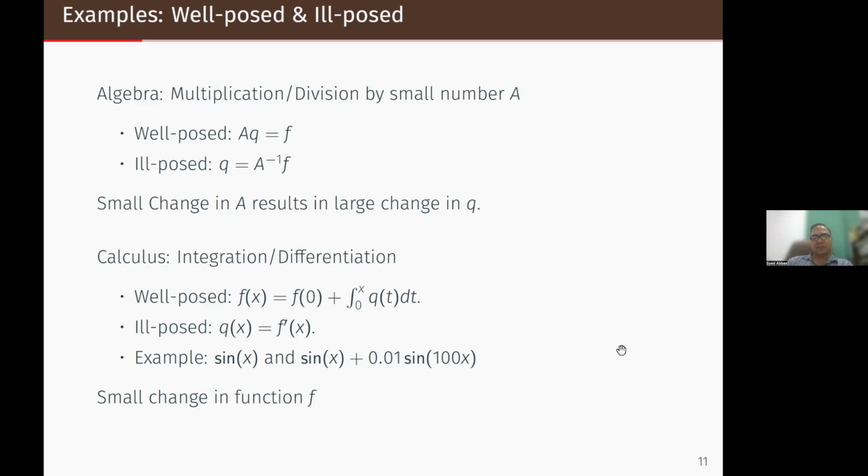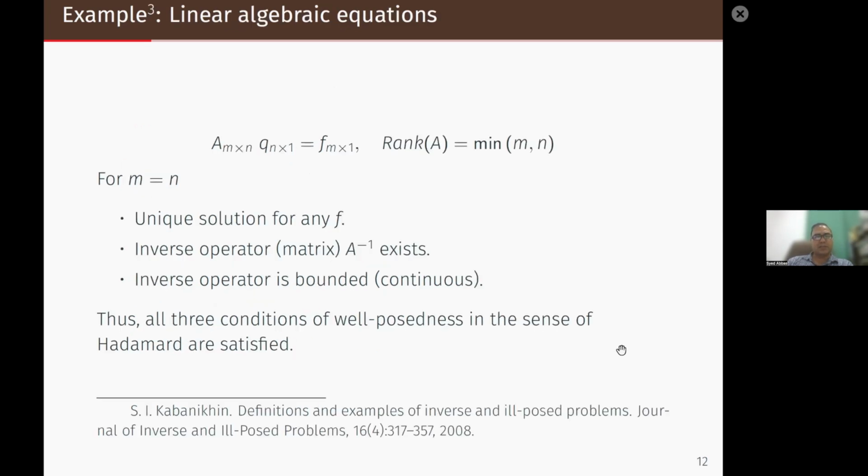So these are some examples, taken from the works referenced below. And this is one more example. If you consider the matrix equation Aq = F, and the rank of A is defined as the minimum of m and n, then if m equals n, we have a unique solution for any F, the inverse operator exists, and the inverse operator is also bounded. So in this case, all three conditions of well-posedness in the sense of Hadamard are satisfied.